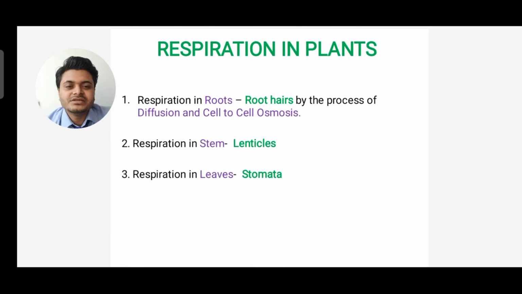Now for respiration in plants, we see plants also respire, isn't it? So respiration can be seen in all roots, stems and leaves. In leaves, it takes place by means of stomata. In stem, it takes place by means of lenticels. Lenticels are the pores that are present on the stem of a plant. And respiration in root is by root hair, by the process of diffusion and cell to cell osmosis. Alright.